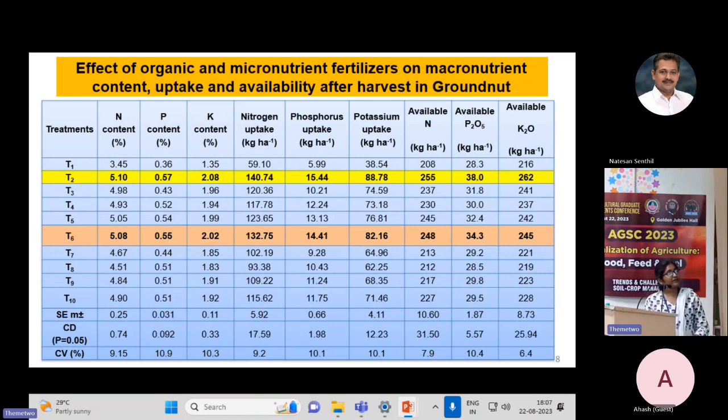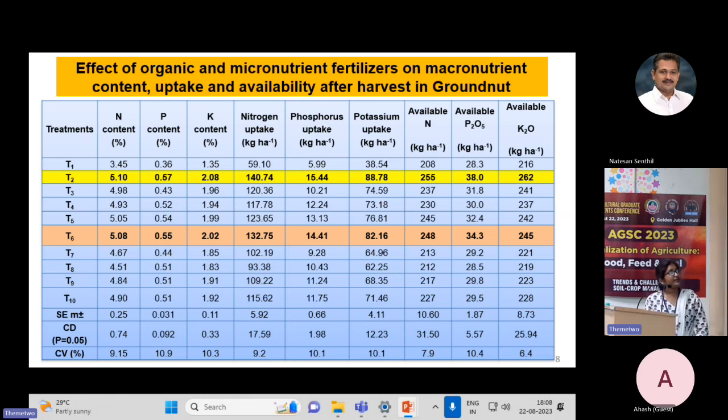Coming to the effect of organic and micronutrient fertilizers on macronutrient content, uptake and availability at harvest in groundnut. Among all the treatments tested, T2, that is RDF plus FYM 10 tons per hectare, recorded highest NPK content, uptake and availability. This might be due to the combined action of RDF along with the organic nutrient source, which might have helped in release of available nutrients, and also addition of the inorganic nutrients to the soil, which might have helped in better absorption by the plant, and when coupled with dry matter production, increased the uptake also.